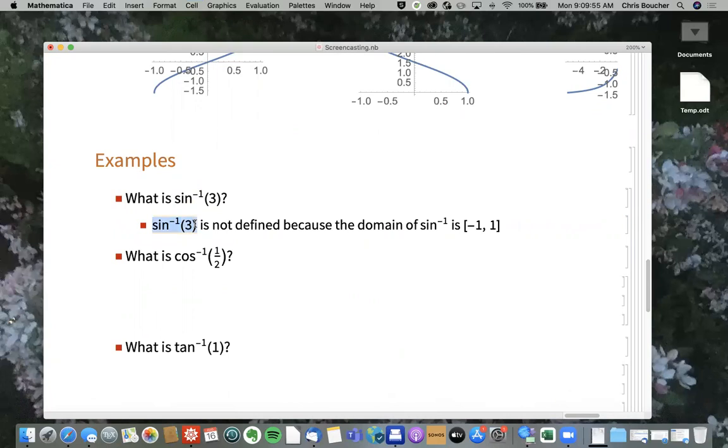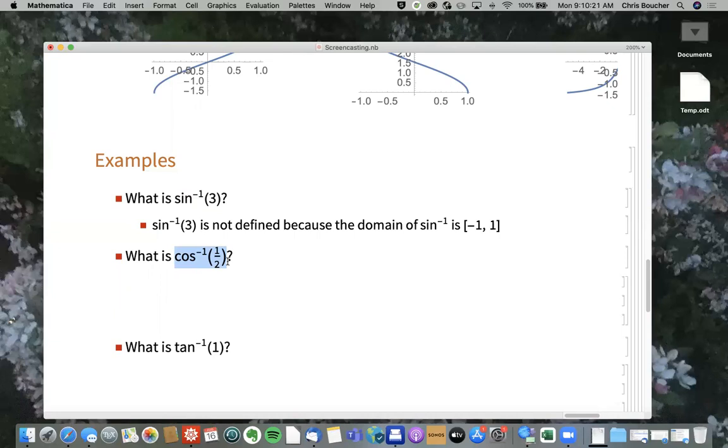And if you do this on a calculator, and maybe we'll try that later on, you should get some sort of error or possibly a complex number. In any event, for our purposes, this isn't defined. There's no such thing as the sine inverse of 3 because the domain is -1 to 1 and 3 is not in the domain. Okay, let's do one. So this one is a little more reasonable, right? The cosine inverse of 1/2. Now 1/2 is between -1 and 1.